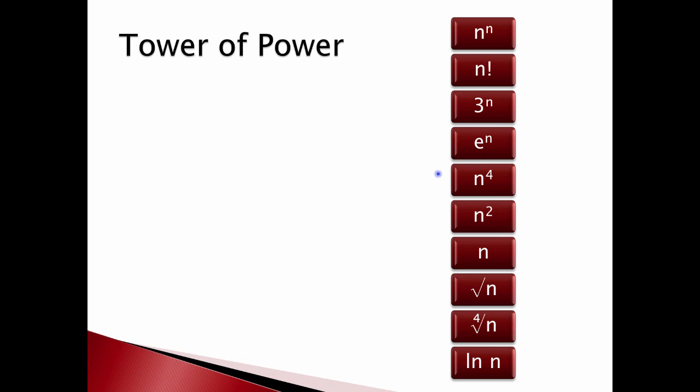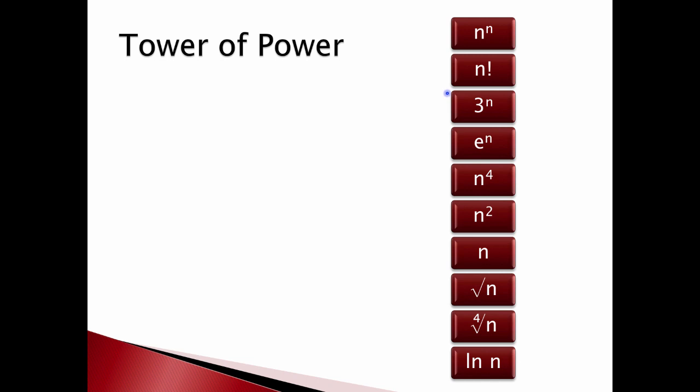N to the fifth would be even bigger. Of course, I skipped n to the third because I can't list everything. N to the third would, of course, be between n to the second and n to the fourth. N to the 3.99 would be a little bit below n to the fourth, right? The bigger the power, the more powerful the function here. N to the seventh would be bigger, and so on. And then we get to exponential functions, like e to the n, or 3 to the n. Notice 3 to the n would be a little bit bigger than e to the n, because, remember, e is like 2.71 something. So 3 is a little bit bigger than 2.71 something.